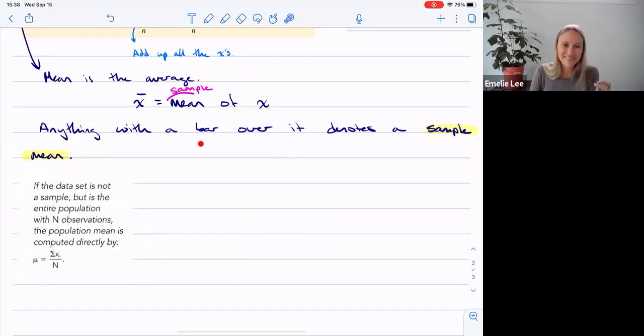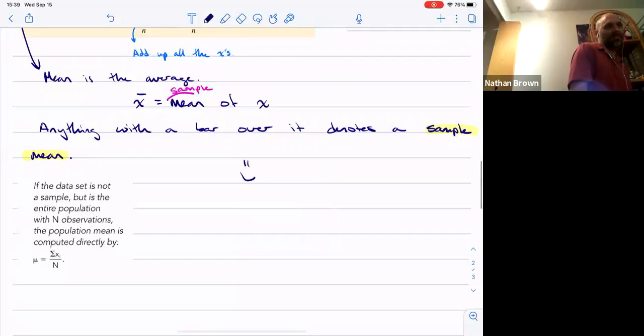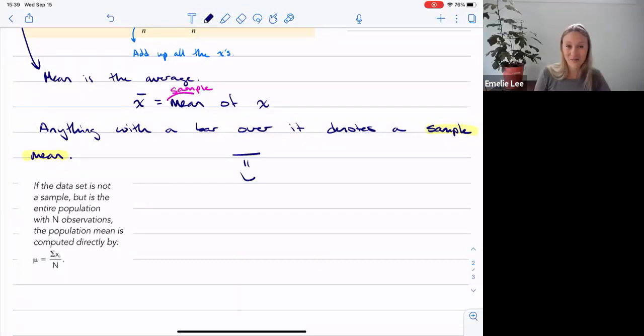Oh yeah. Usually when I teach this, anything with a bar over it denotes a sample mean. Have I done the average smiley face yet? Can't remember. How would you write the average smiley face? Average smiley.